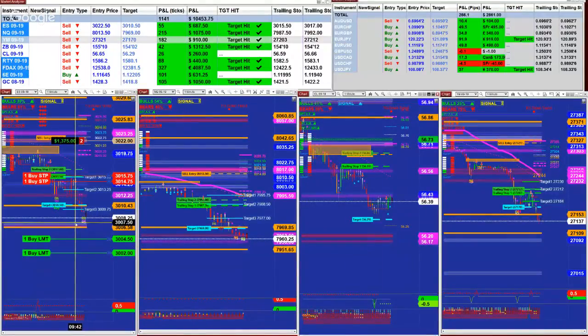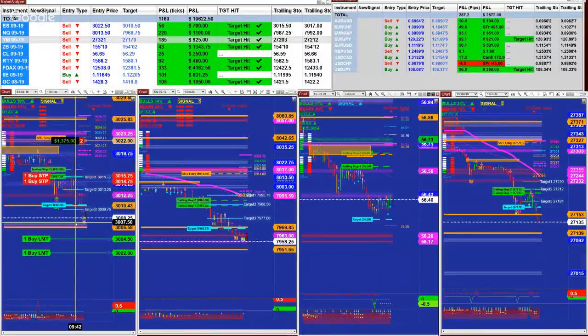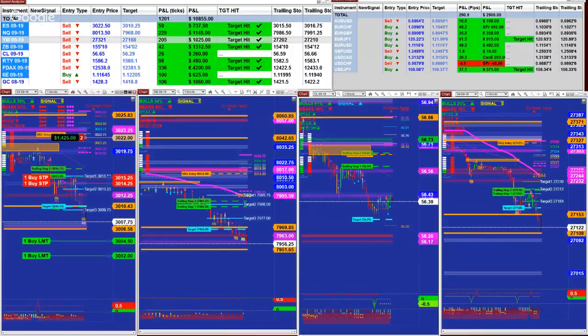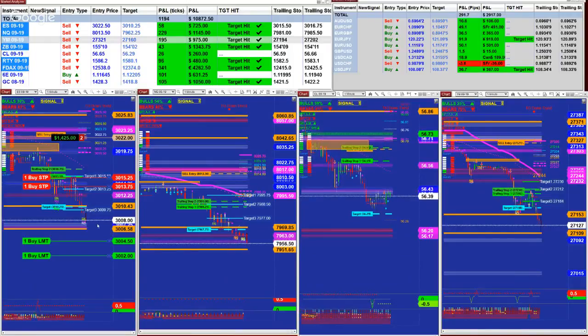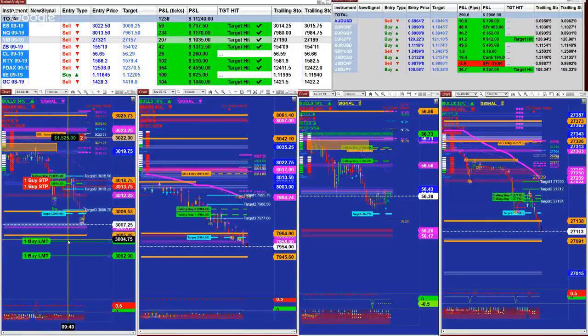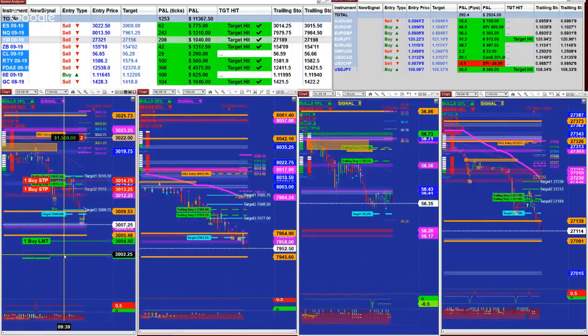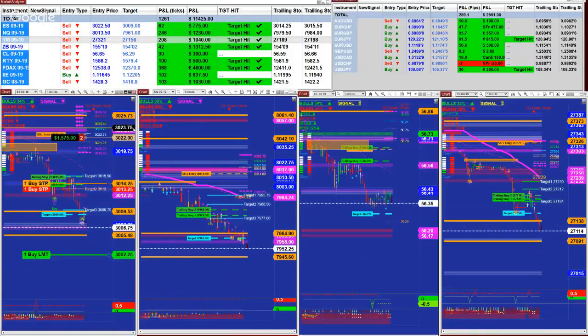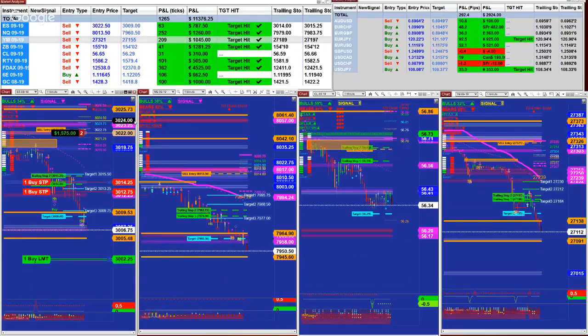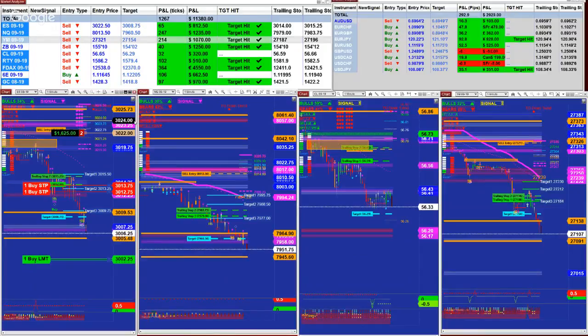and the ES, as we expected, to finish right now at 3,007.50. I think that is the end of the line on the ES, but we'll see. But I think this is it. This is the dead end for the ES. Wow.